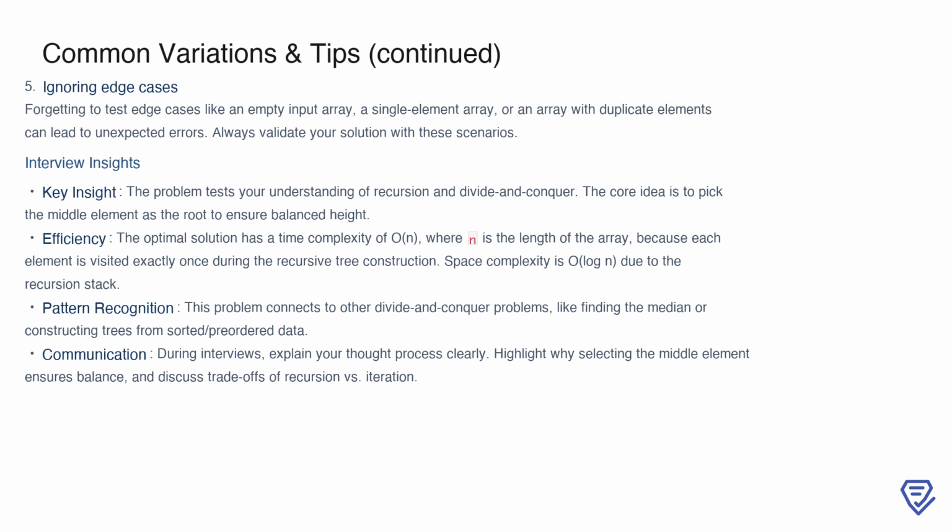Now let's discuss some insights relevant to interviews. This problem is a classic test of recursion and divide and conquer principles. By consistently selecting the middle element as the root, you ensure the tree remains balanced. The optimal solution here runs in O(n) time, as each element is processed exactly once during the recursive tree construction. Space complexity, however, is O(log n) due to the recursion stack depth. Additionally, this problem connects to other divide and conquer challenges, such as finding medians or constructing trees from sorted data.